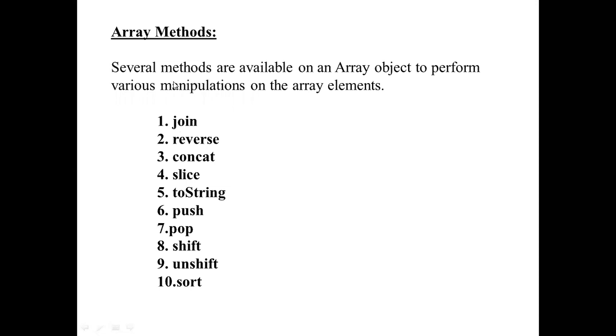Next, different types of array methods to perform operations on array elements. First, join. The join method converts elements into strings and joins the strings into one string using a specified string. The multiple elements are joined into a single string, separated by the specified separator. If no separator is given, the default separator is a comma.